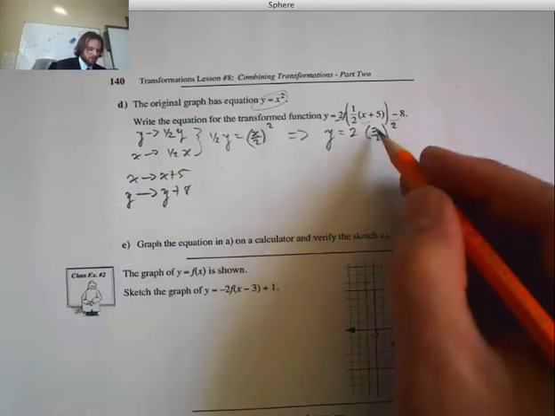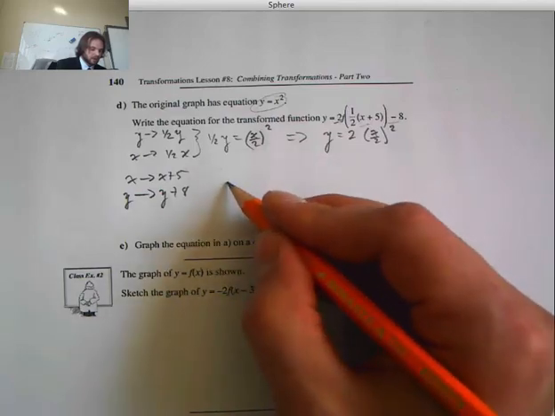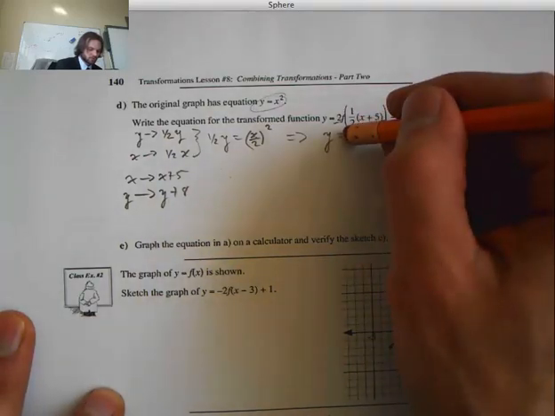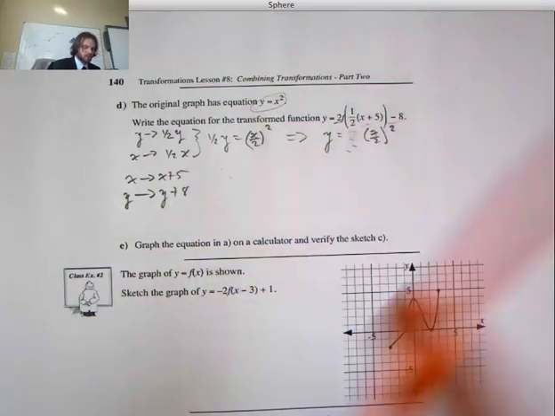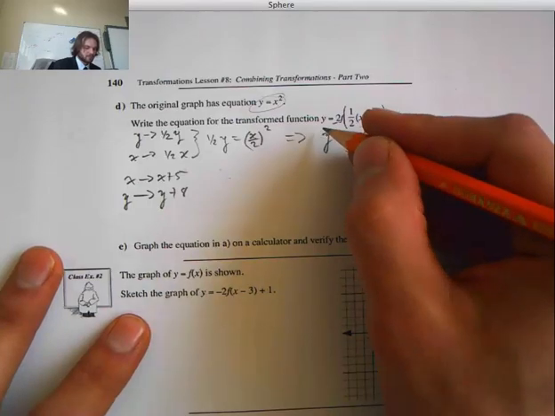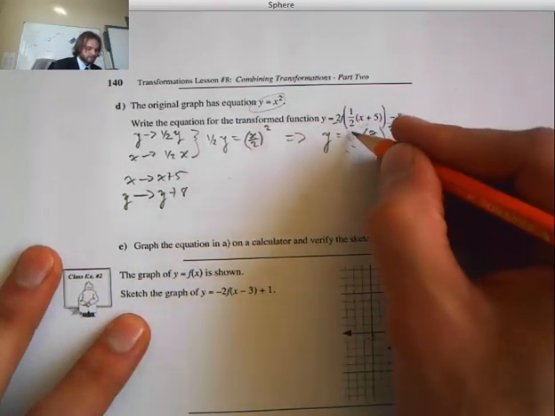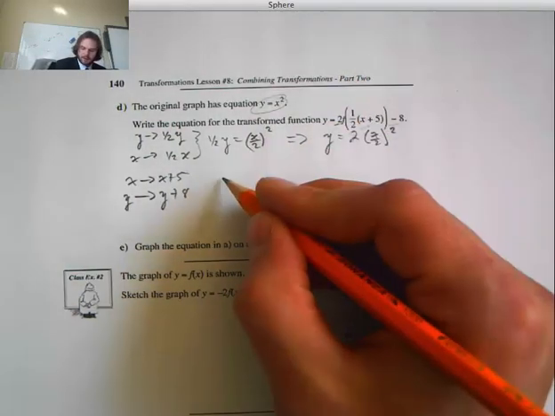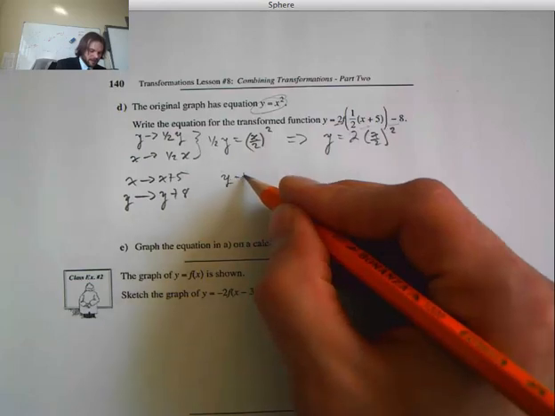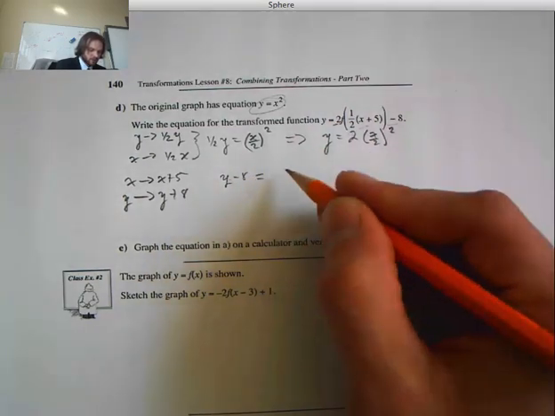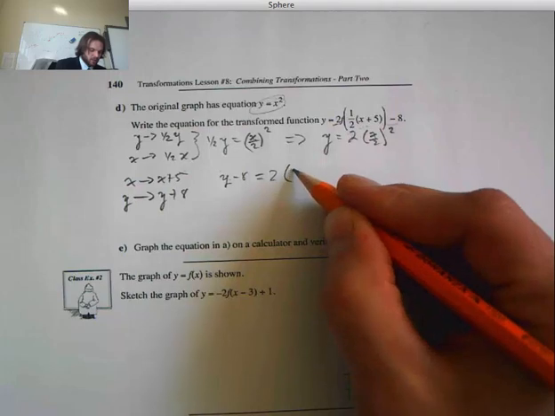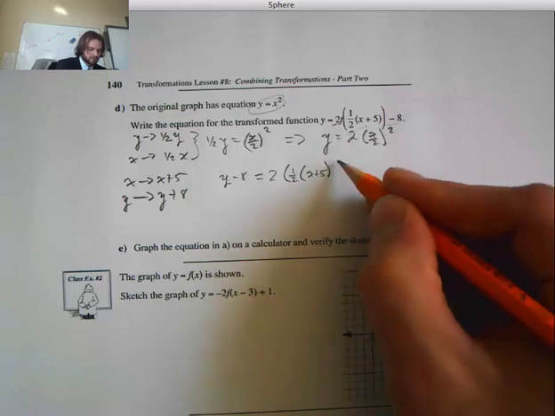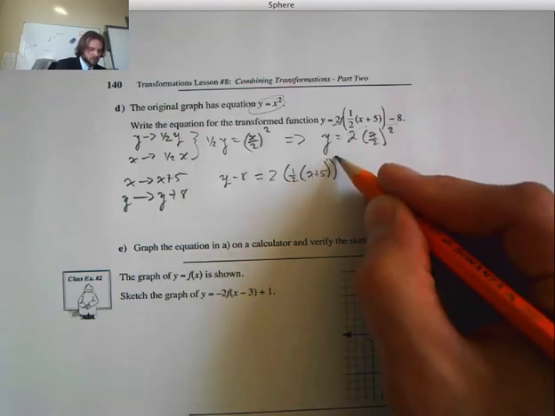So let's take a look at this here. We're going to have to plug in this for y. So now we get, I'm going to leave that 2. Okay, so now let's replace this here for y. So we end up getting y minus 8 is equal to 2, and I'm going to leave that 1 over 2 here, and then we have x plus 5. And this is all squared.